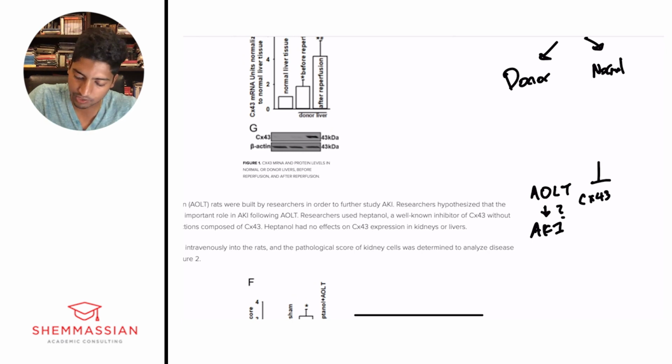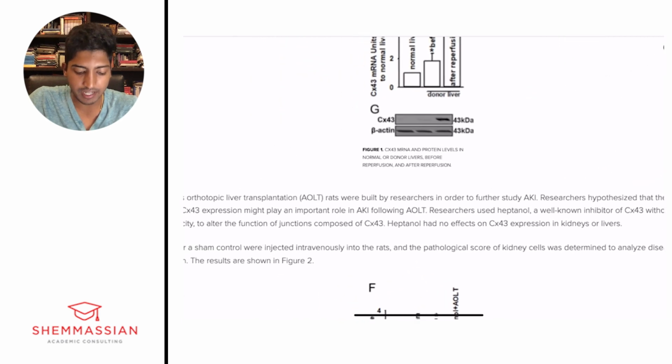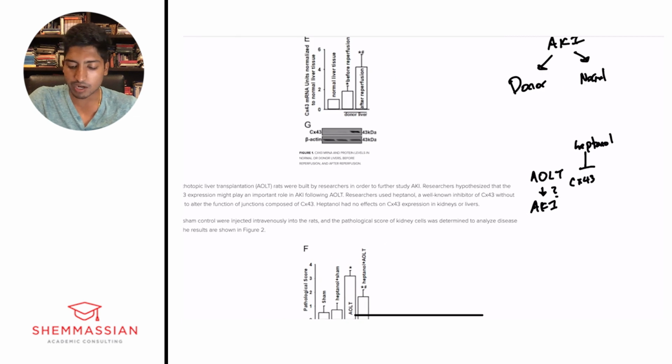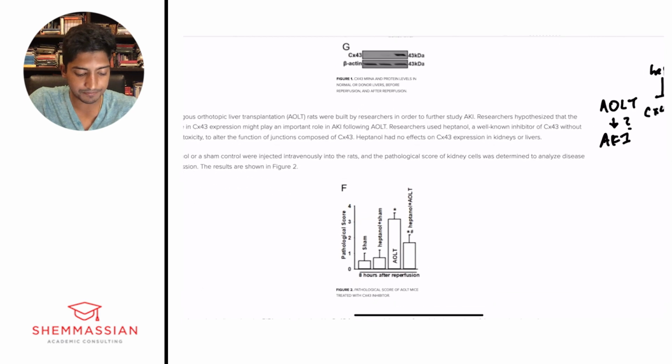And so how are they doing that? They're using heptanol to inhibit CX43. Okay? And so right away, that's like a big summary of what's happening, right? AOLT mice look at AKI, and they're using heptanol to inhibit CX43, an important mechanism in the pathway of AKI. And so that's our quick summary. And so here we have our first idea of an experimental setup.